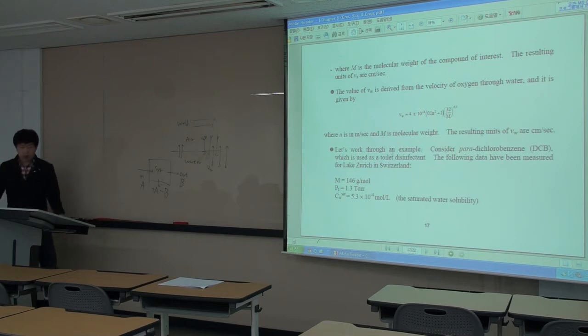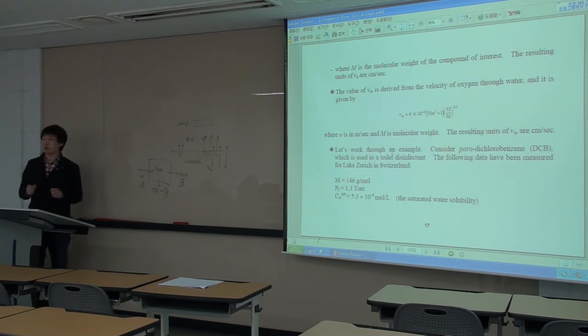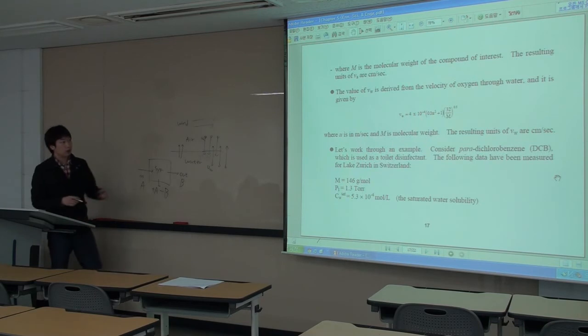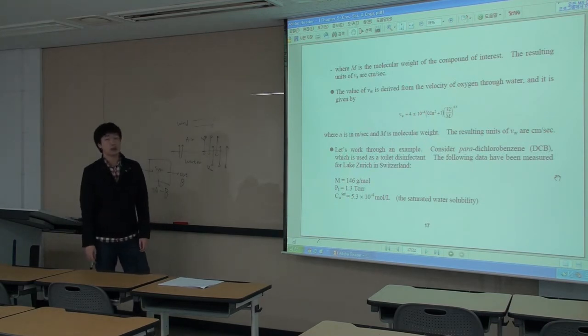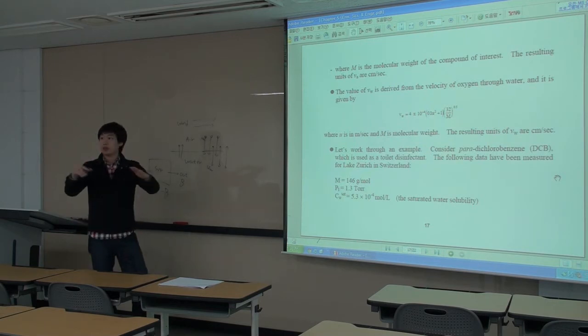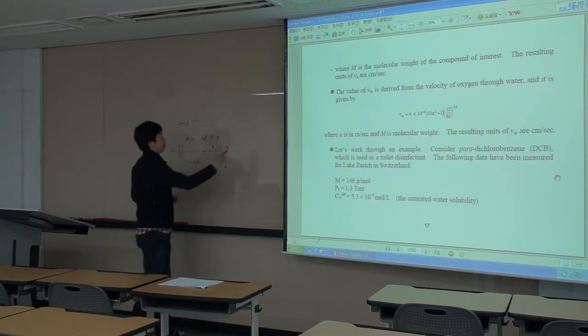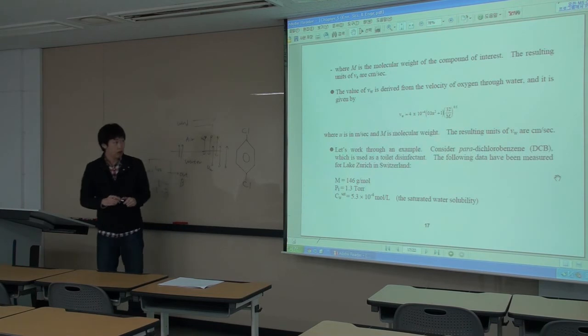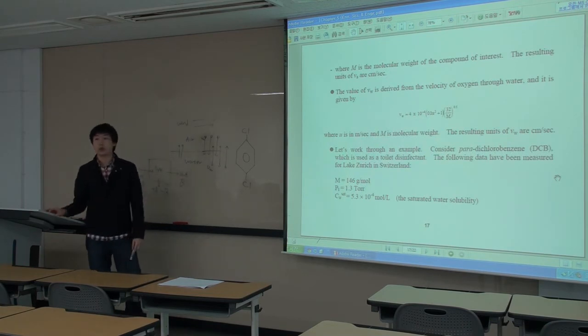So yeah, okay. Let's walk through an example for your information. Consider the paradichlorobenzene, DCB. Yeah, do you know what paradichlorobenzene is? In a benzene ring, the chlorine is attached, like this. Benzene, and chlorine is attached. This is the DCB. Yeah, it was used as a toilet deodorizer.